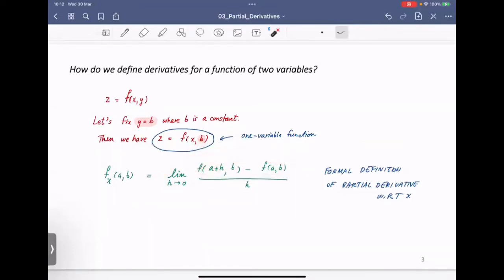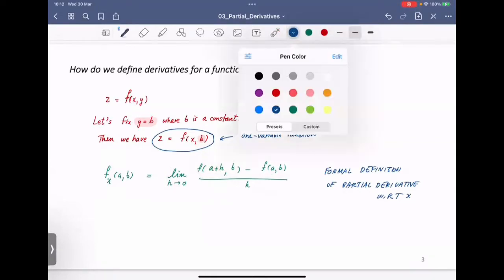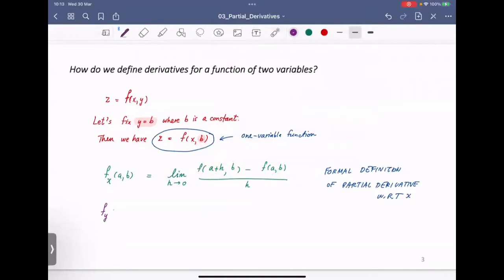Well, with the same idea, you can define f subscript y as well. This is going to be the partial derivative with respect to y. So the idea is going to be the same thing: you keep a fixed and then you increase your b. You start from the point and keep the x direction fixed, which means you keep x equal to a as a constant, and then you just move your b to b plus h. Okay, this is going to be the partial derivative with respect to y.